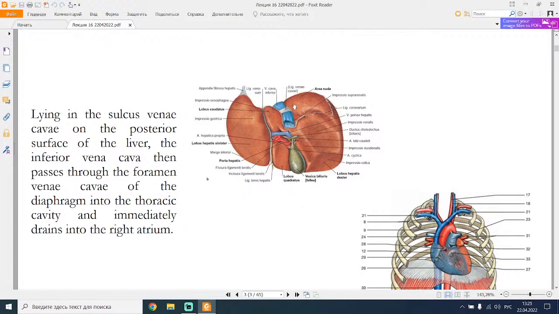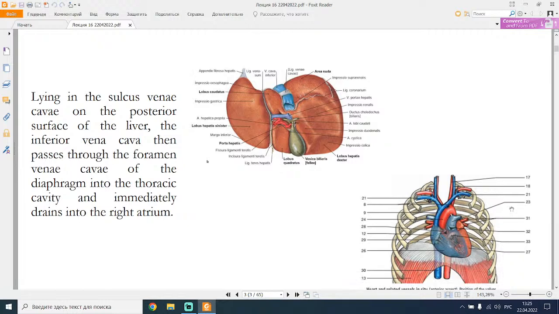The vena cava inferior lies in the sulcus venae cavae of the posterior surface of the liver. Then it passes through the foramen venae cavae of the diaphragm into the thoracic cavity, and immediately drains into the right atrium of the heart. This is vena cava inferior.